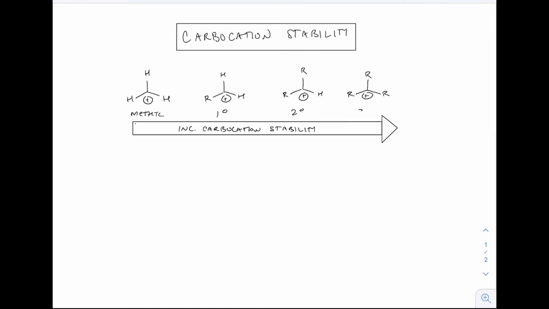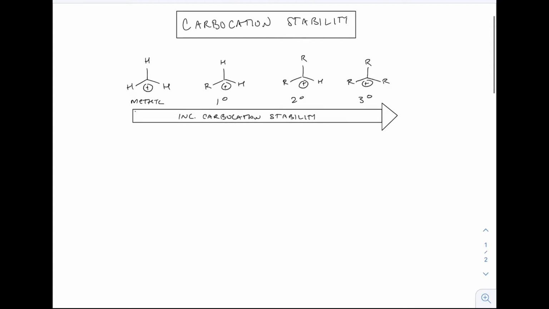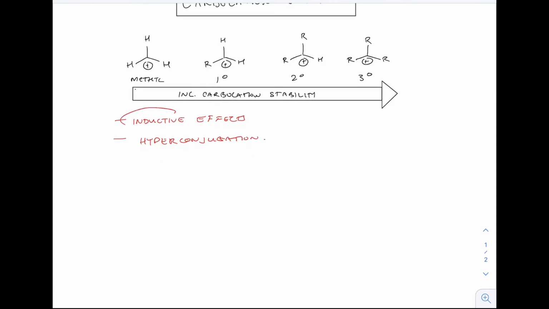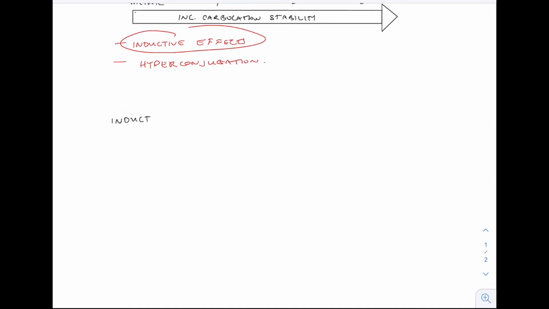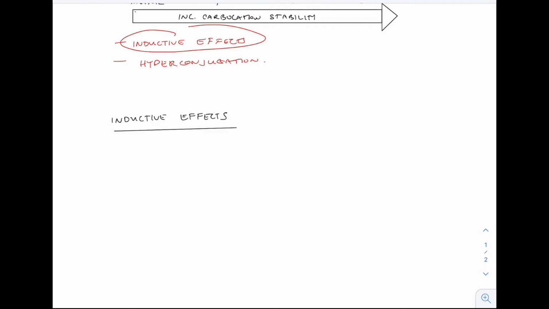And this increase can be explained by two factors. One is the inductive effect, which we have seen before in acid-base chemistry, and the other is hyperconjugation, which is something we haven't seen before. Okay, so let's talk about inductive effects first. Again, we saw this in acid-base chemistry.